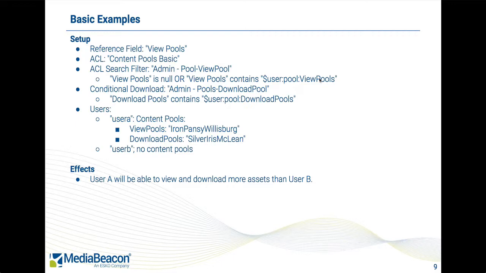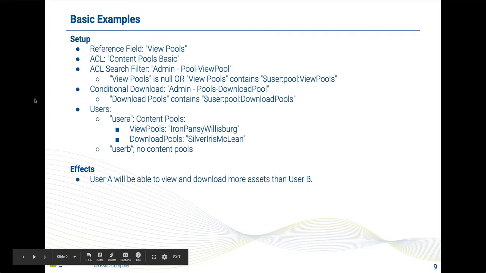So what this is going to do for me is let me see anything that isn't part of a pool and anything that is part of any pool that I am part of. If there are assets which are part of pools that I'm not part of, I wouldn't be able to see them. I've also combined this with conditional download as well. So we also have another reference field. I should have added it up here.